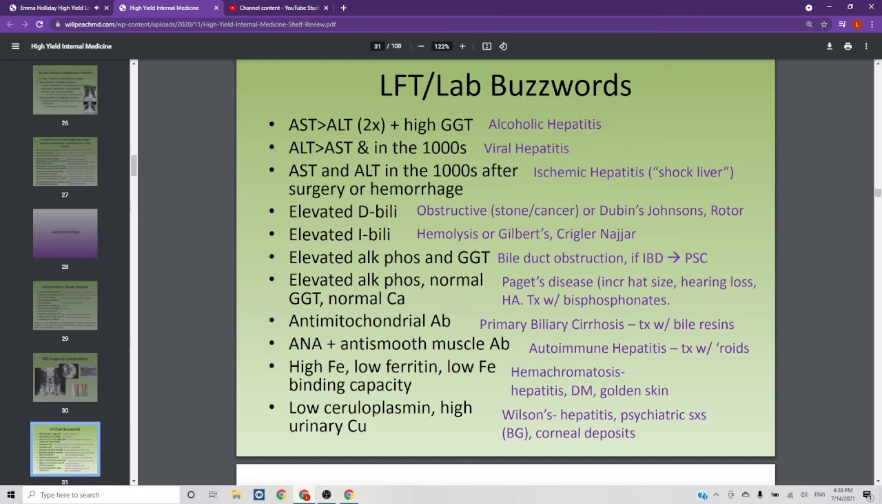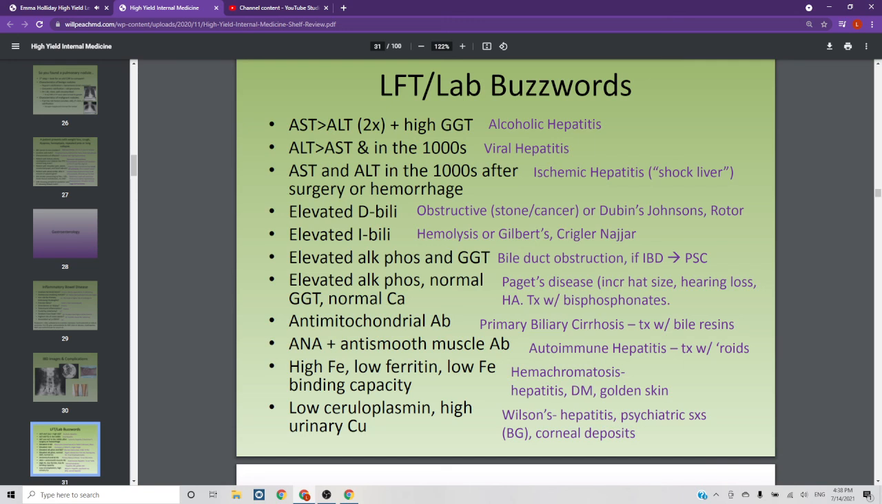Thinking about a virus. If your AST and ALT are both in the thousands, but you just had major surgery, cardiac surgery, or you were just in a horrible car accident, shock liver. Yes, so that's ischemic hepatitis. Shock liver can be confused with viral hepatitis, but you don't have that characteristic ALT greater than AST.